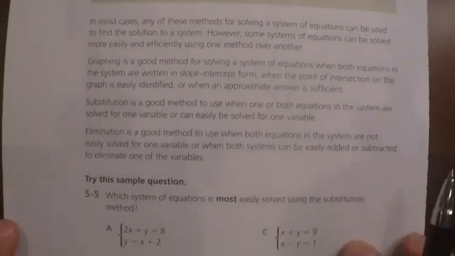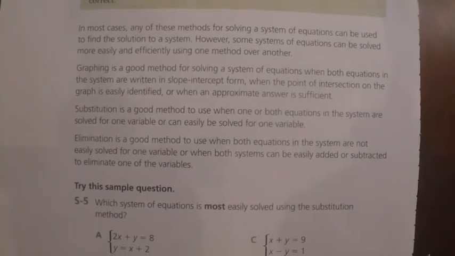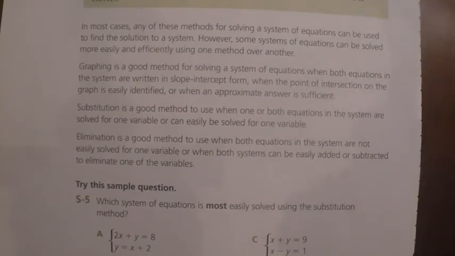Now let's read the last part here. It says, in most cases, any of these methods for solving a system can be used to find the solution of a system. However, some systems of equations can be solved more easily and efficiently using one method over the other. Graphing is a good method for solving a system of equations when both equations in the system are written in slope-intercept form, when the point of intersection on the graph is easily identified, or when an approximate answer is sufficient.